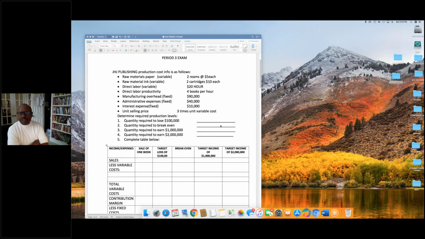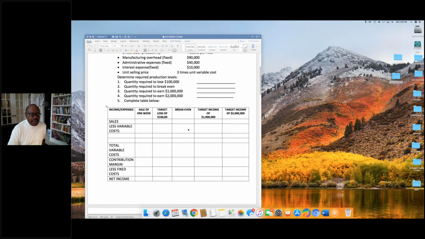So let's move to the first problem, which is determining the quantity that's going to be required to lose 100,000, break even, earn $1 million, earn $2 million. And then once we determine that, we're going to place those numbers in this area to prove that those net incomes were met by the quantity. So that's how we'll go.